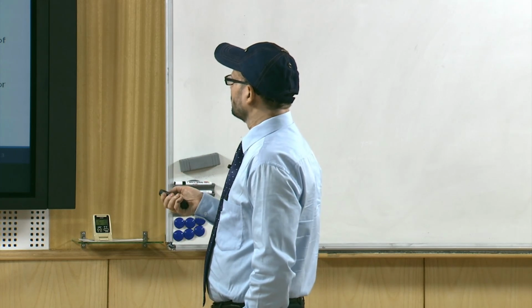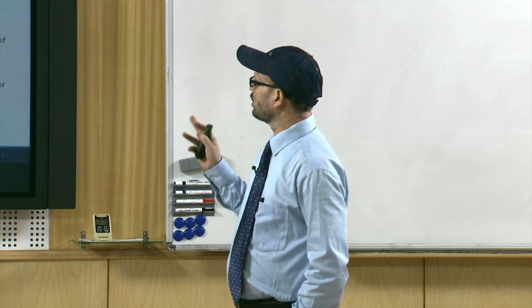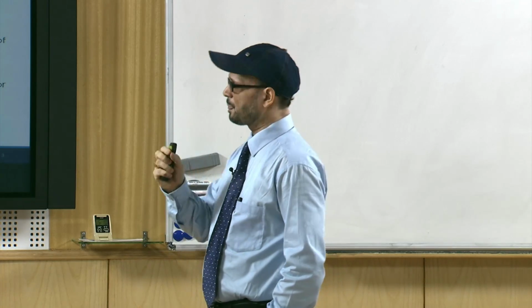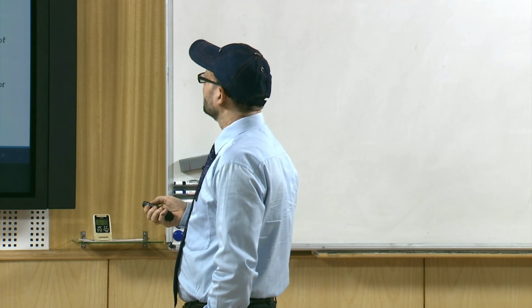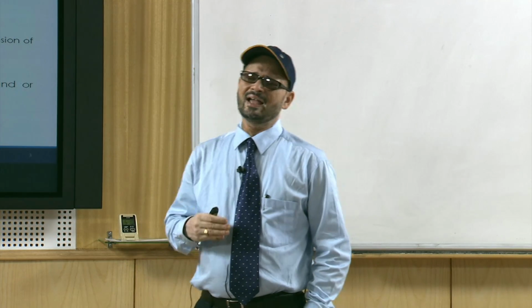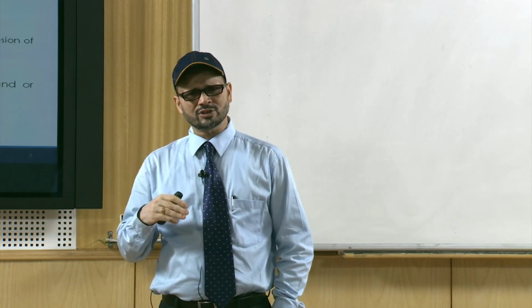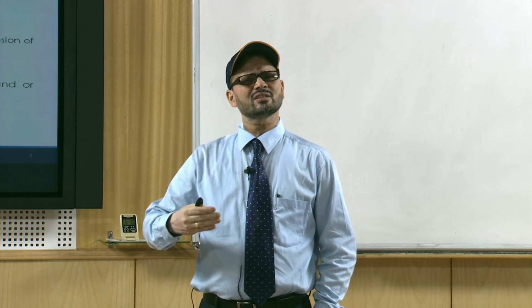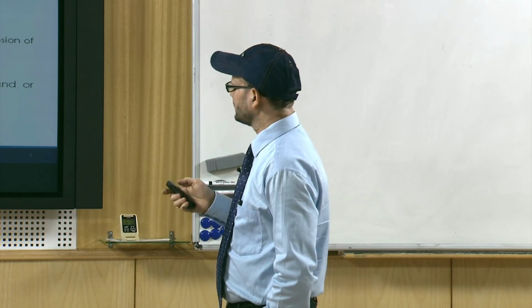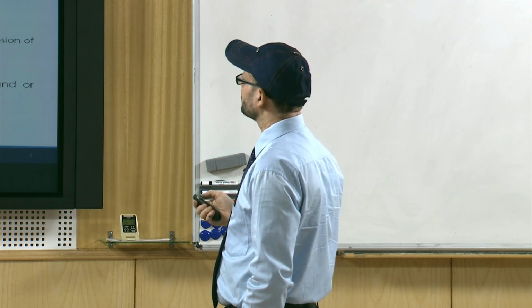So, this is known as physical depreciation because it is because of the physical impairment of the asset. The reason is the action of the elements, including corrosion of pipe and bacterial action. Sometimes we do not use some materials, we keep them in the atmosphere, and there will be rusting or corrosion. Even if we do not use it, physically there is impairment of the property of the material. That comes under physical causes and physical depreciation.